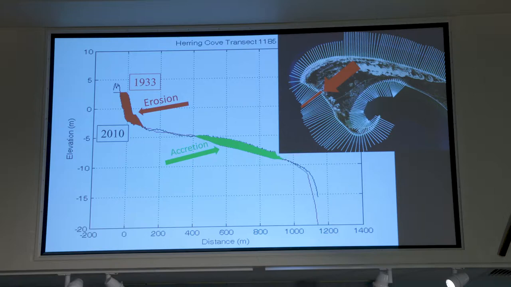I have a question now. What's happening here is the shoreline is getting less steep, right? From 1933 to 2010, it's gotten less steep. That's good. That's what you want a natural shoreline to do. If it's getting a lot of wave energy, it's just going to flatten out, just like a beach would, right? In the wintertime, the beach is really flat. In the summertime, it comes back, right?